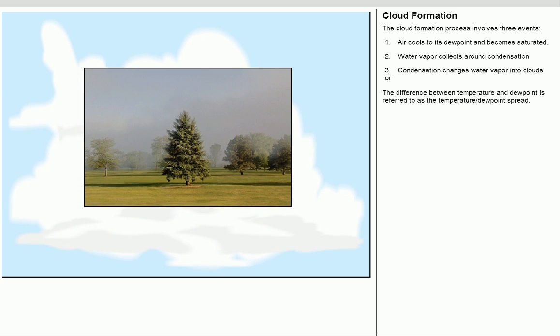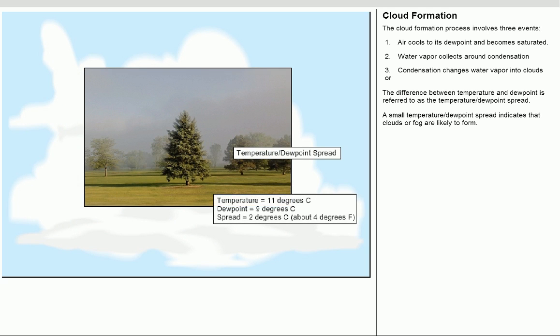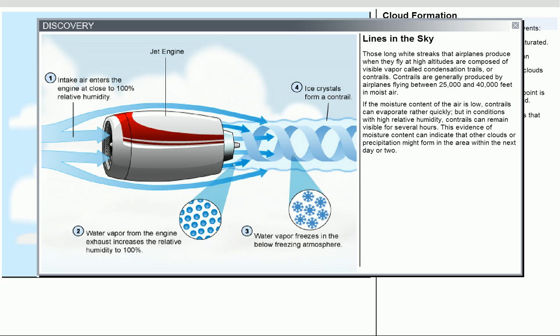Clouds or fog typically form as soon as the air temperature and dew point converge. This difference between temperature and dew point is referred to as the temperature-dew point spread. When the spread narrows to a difference of 2 degrees Celsius, which is approximately 4 degrees Fahrenheit, and continues to decrease, the air is nearing its saturation point. This small temperature-dew point spread indicates that clouds and fog are likely to form.